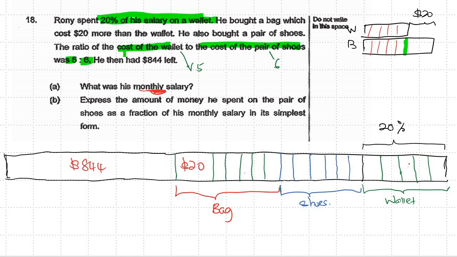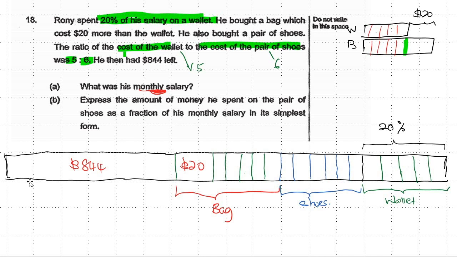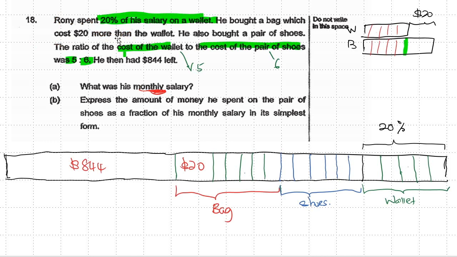We know that 20% is 5 units in the ratio of 5. Maybe I will go to the next slide. So 20% is actually 5 units because of the wallet. You know that the whole bar is 100%. So 100% equals how many units? 100% will be equal to 25 units, which means this whole thing is 25 units.